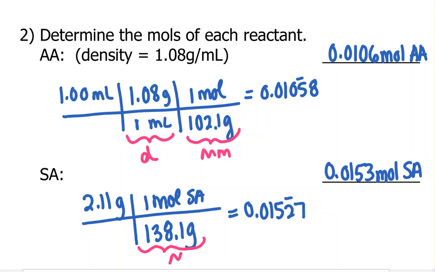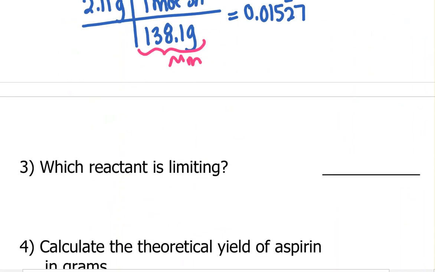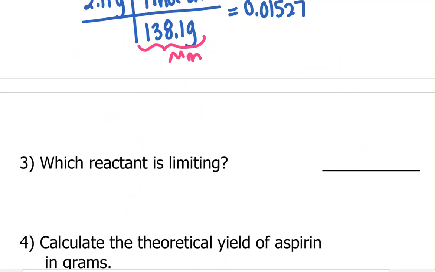Again, this was just molar mass. Okay, and our next step asks us which reactant is limiting. And to decide that, you don't look at the amounts of the reactants, you look at the amounts of products. And we want to say which one predicts less product.